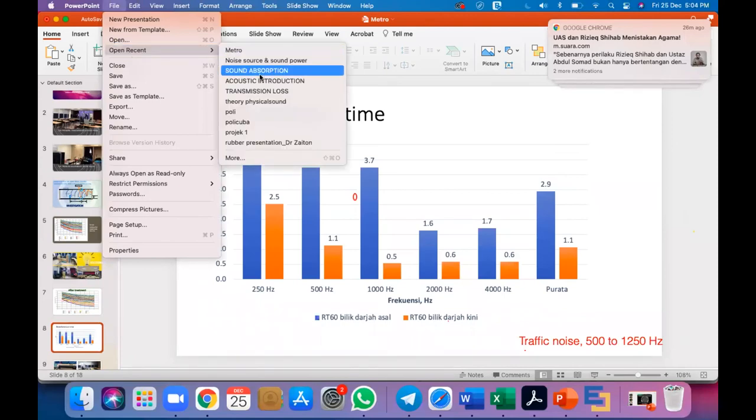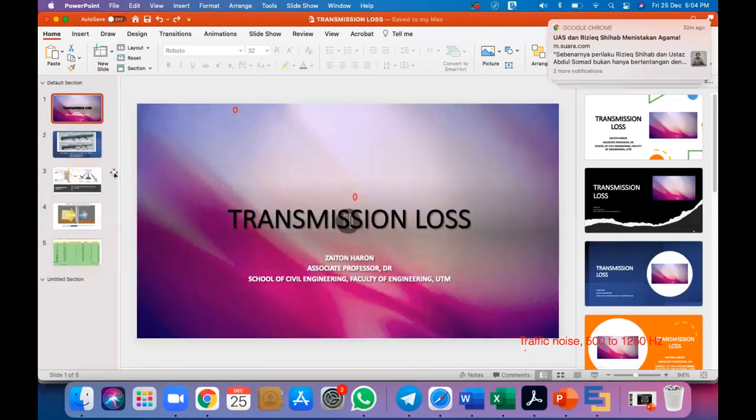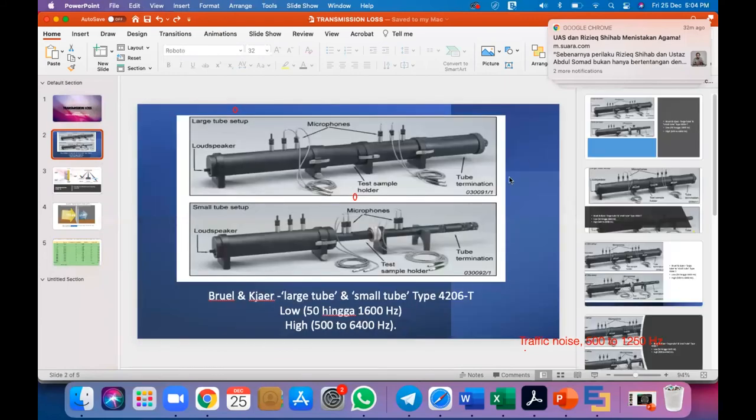Yang sangat penting juga, transmission loss. Okay. Transmission loss. Just now you have learned sound absorption. You measure the sound absorption coefficient using the impedance tube. So transmission loss. Besides sound absorption, we can also measure transmission loss using the same tube. But we need an extra tube, as you can see here in the picture.